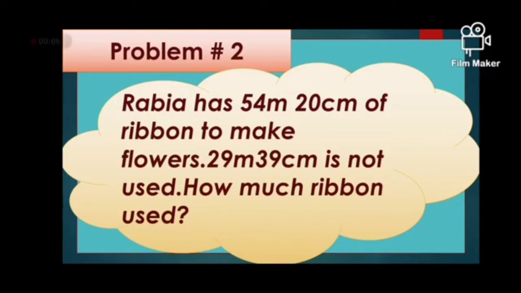Problem number 2 is: Rabia has 54 meter 20 centimeter of ribbon to make flowers. 29 meter 39 centimeter is not used. How much ribbon is used? Now we have to find the ribbon used by Rabia when she makes flowers. She has 54 meter and 20 centimeter of ribbon. After making the flower, 29 meter 39 centimeter is left over. So how much ribbon is used? We have to find the length of the ribbon used by Rabia to make flowers.